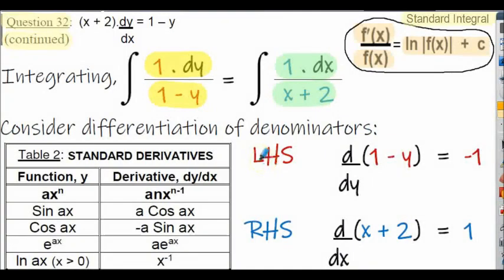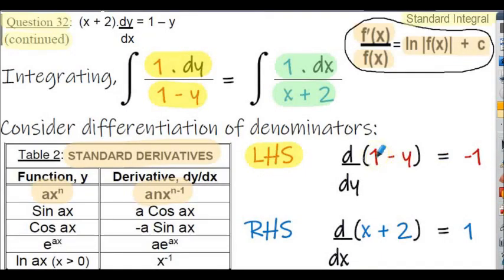So if we now consider the left-hand side, and we're differentiating, note the standard integral states that the numerator is the first differential of the denominator, so we're differentiating. Referring to our standard differential table, we're using the ax^n function. We've reviewed standard differentiation in previous presentations, so I'm assuming you're familiar with the process here.